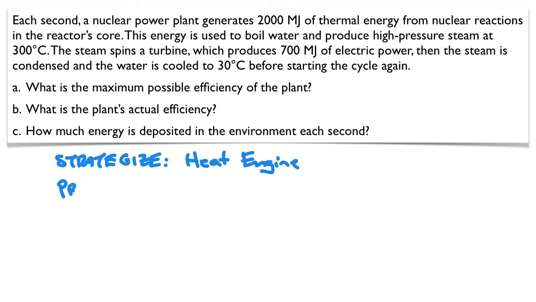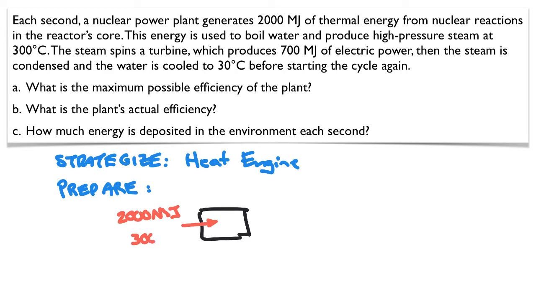And to prepare, I'm going to draw a picture of the heat engine and draw the energy inputs and the outputs. And that looks something like this. So here's my heat engine, here's my steam turbine, and what's coming into the steam turbine is a certain amount of heat, 2,000 megajoules of heat every second, and they're coming in at a temperature of 300 degrees Celsius. And then we're dumping some of that energy into the environment.